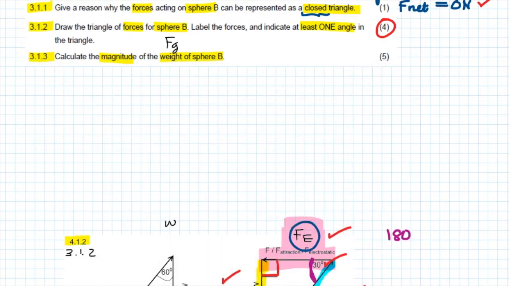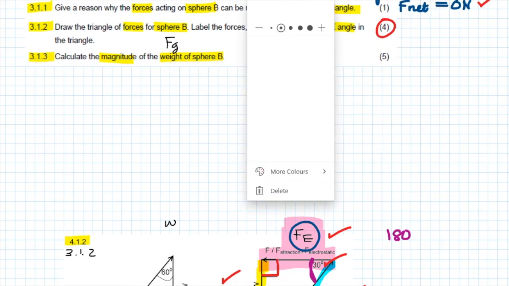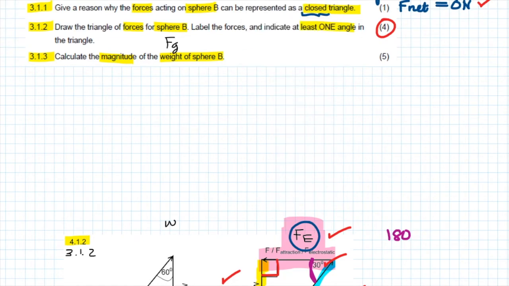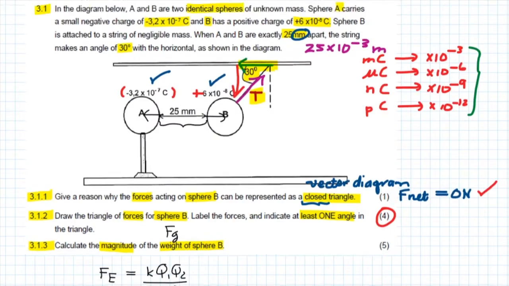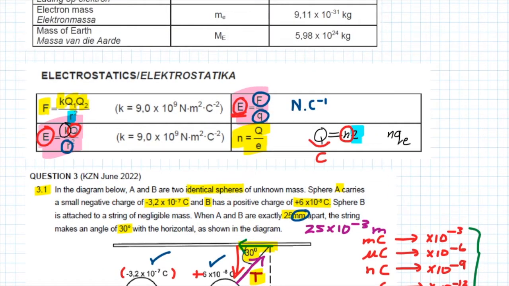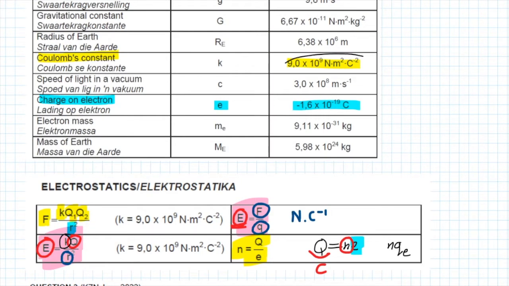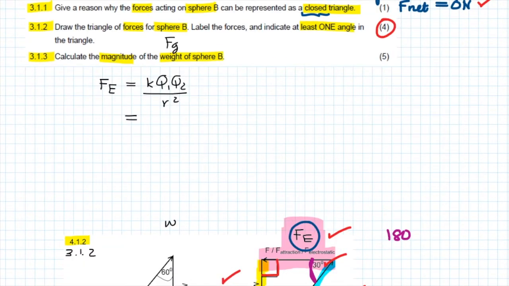I'm going to move this down here. To answer this question, we're going to start off by finding the electrostatic force. They don't say that we should calculate it, but in a moment you're going to see the value of calculating it. We start off by writing out the formula exactly as it is on the formula sheet. We know that K is a constant that we can find in the table, and it is given as 9 times 10 to the power of 9.